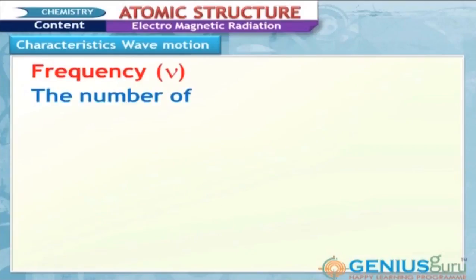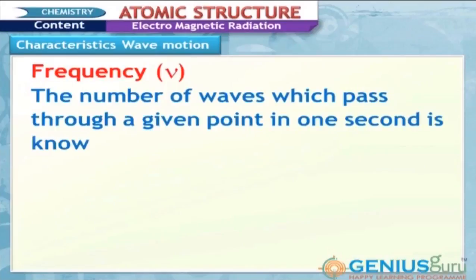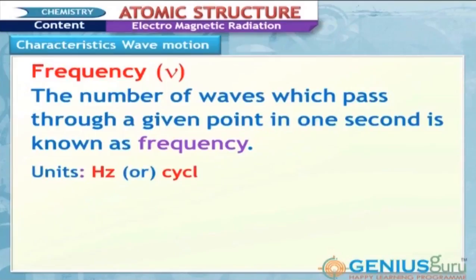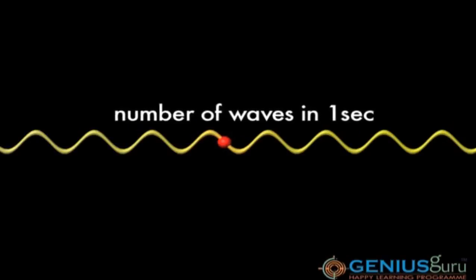Another characteristic is frequency. This frequency is represented with the letter nu. It is defined as the number of waves which pass through a given point in 1 second. Here the units are hertz or cycles per second. To understand this, let us assume this is a point, and waves are crossing this point. The number of waves crossing this point in 1 second indicates the frequency.